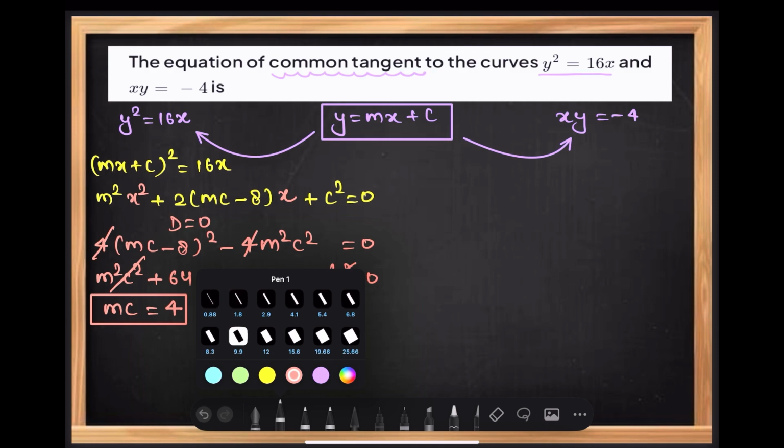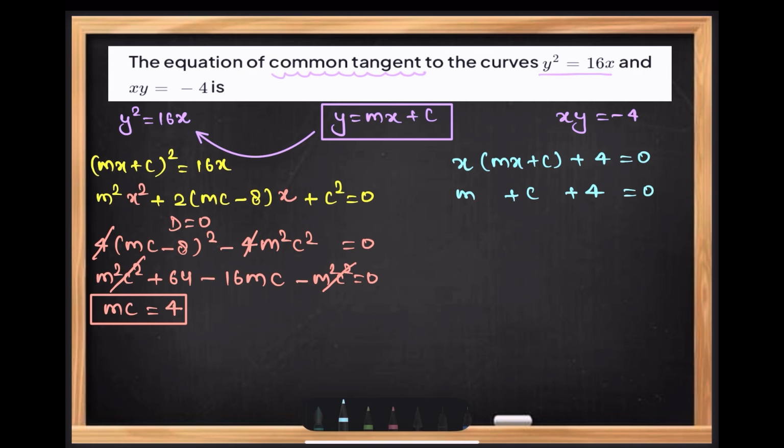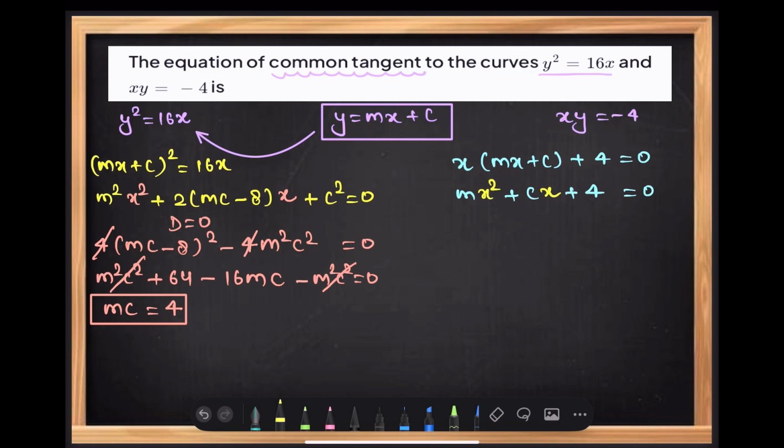Now we will apply the same concept over the hyperbola, and we will put D = 0. So in place of y, I have to write mx + c, giving x(mx + c) + 4 = 0. Now please open the bracket: mx² + cx + 4 = 0. Now write this as a quadratic in x. You got a quadratic in x.